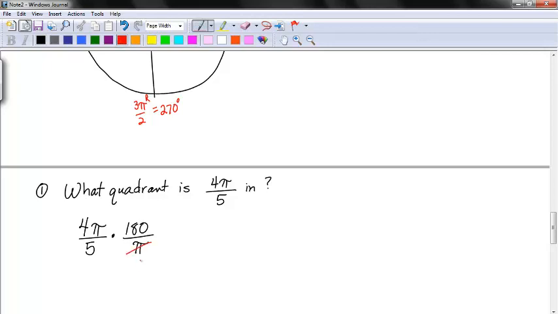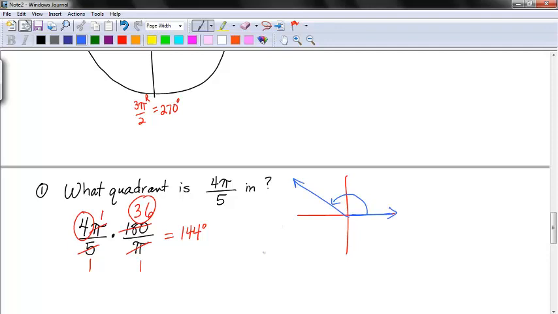The pi's would divide out. 5 goes in there. 36. 36 times 4. 144. Yep, 144. Now, you're looking at this picture. You're starting here, still in standard position. 144. So what quadrant are you in? Quadrant 2. So that's your final answer. Quadrant 2. Now, that's doing it by converting it to degrees.